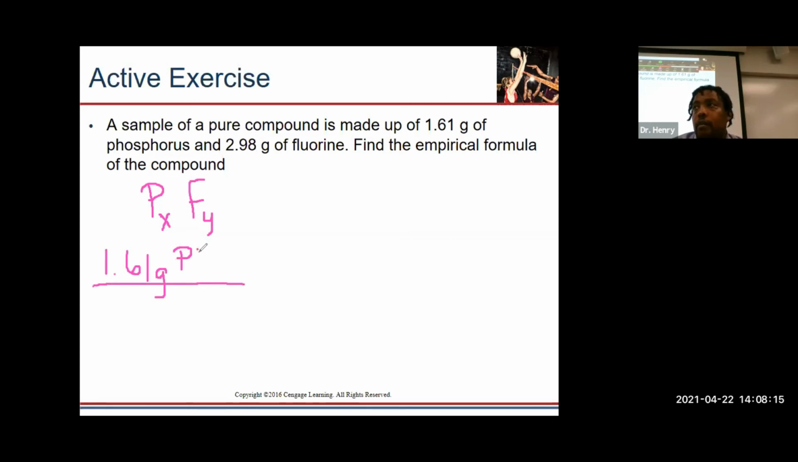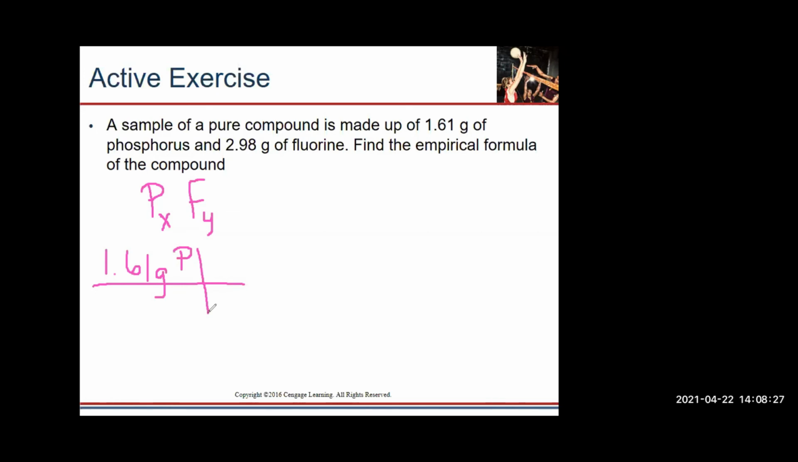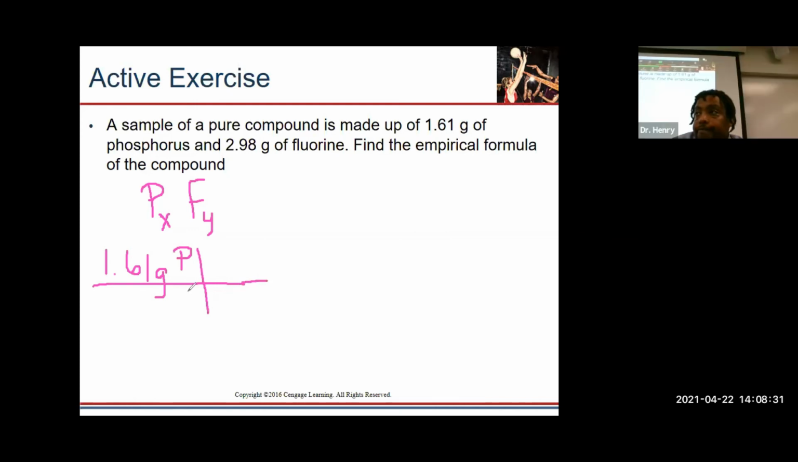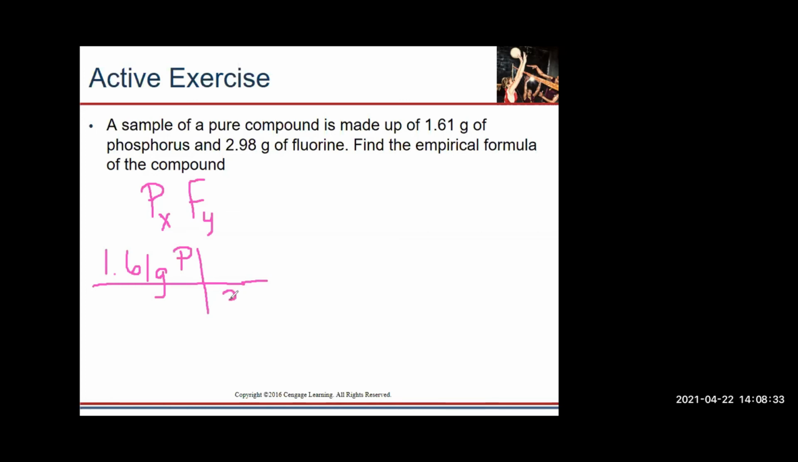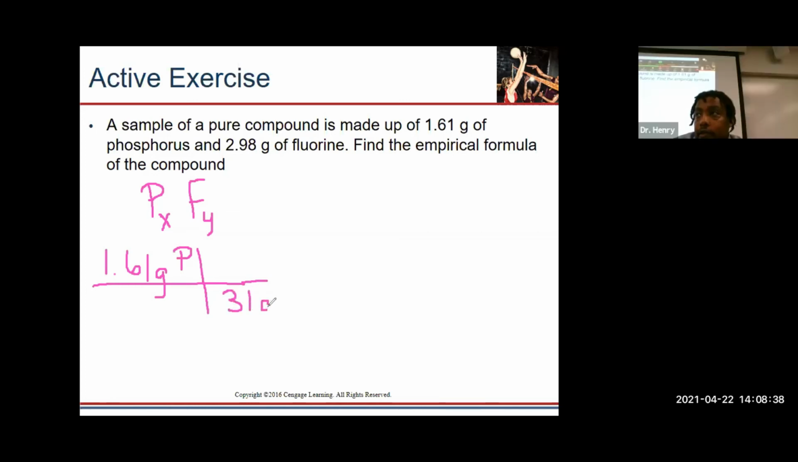So what is the molar mass of phosphorus? Because I want to change it to moles. 31. So it's 31. And that's going to equal 1 mole of phosphorus.